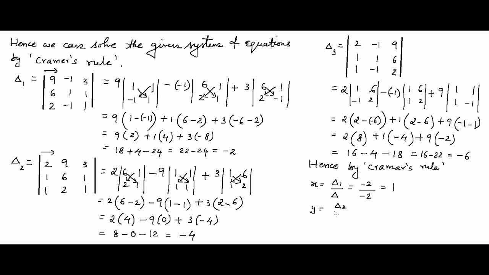Y is delta 2 by delta. Delta 2 is minus 4. Delta is determinant of A is minus 2. So minus minus cancels. 2 ones are 2, 2 twos are 4. So the value of y is 2. Z is delta 3 by delta. Delta 3, that is minus 6, by delta, that is determinant of A, is minus 2. So minus minus we can eliminate. 6 by 2 will give you 3. So x equals 1, y equals 2, z equals 3 is the solution.